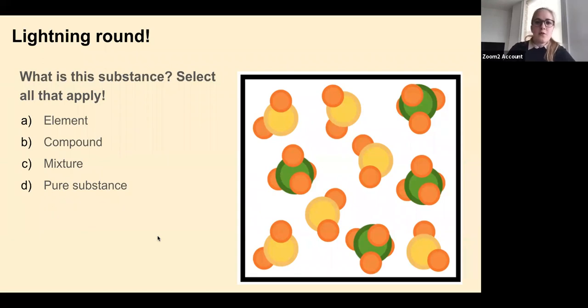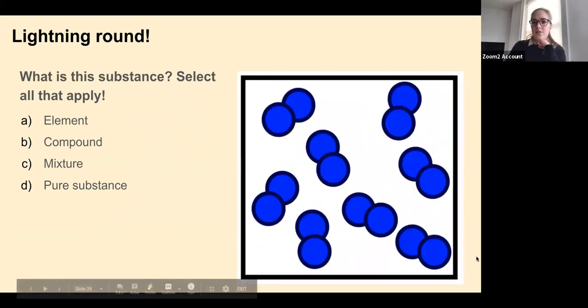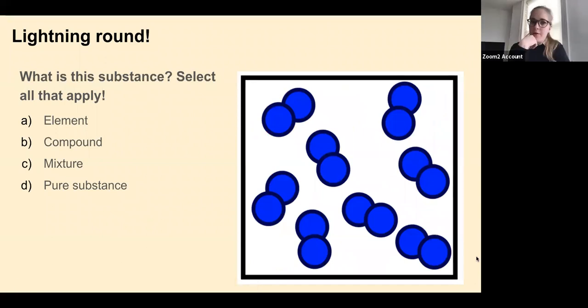All right, let's go over the answers to this one. So this one is actually a mixture of two different compounds. So you can see here that you've got two compounds. So it's a mixture. And it's not a pure substance because it's got two different compounds. Great. So for the final question, is this an element, compound, mixture, or pure substance?